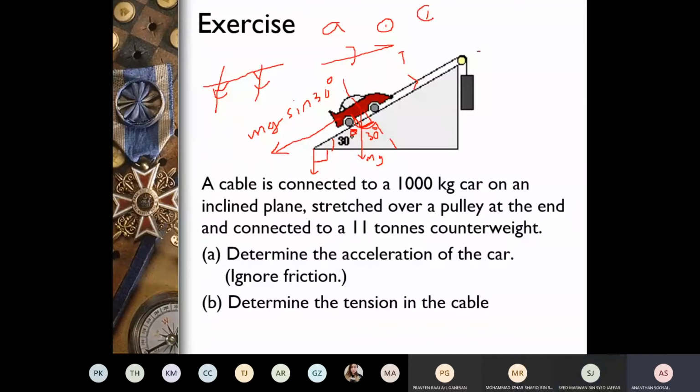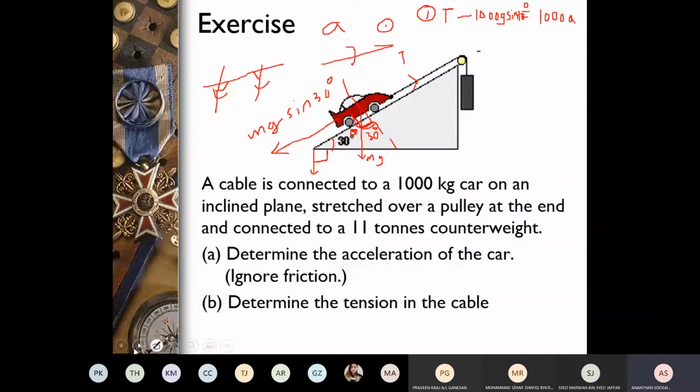First one, what is the formula? What equals to MA? Tension greater or the mg sin 30 greater? Tension. So tension minus the force down, which is mg sin 30. M is how much? 1000. G, put 9.81, sin 30, equals to MA, which is 1000 A. So this is the first equation.